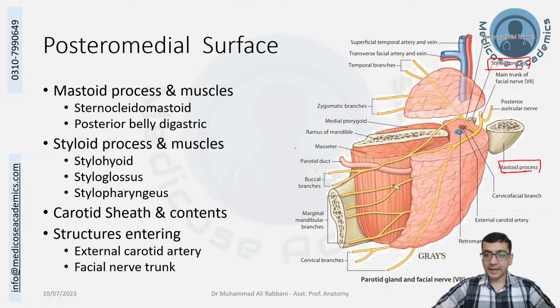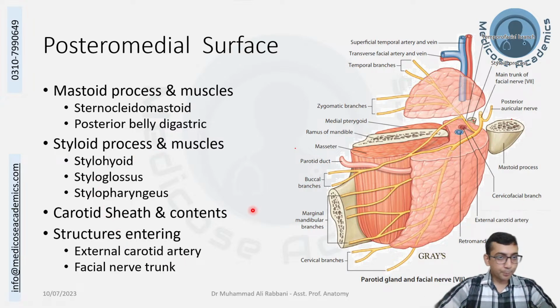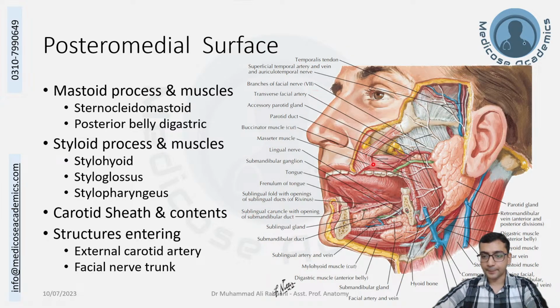We talked about the exiting fibers of the facial nerve branches and the exiting branches of the external carotid artery. So they have to exit somewhere, and this is this surface. The facial nerve is exiting here, and the external carotid artery, coming upwards from below, is entering from this posteromedial surface. So these are the structures that are attached to the posteromedial surface of the parotid gland.